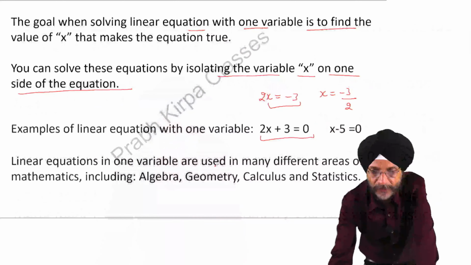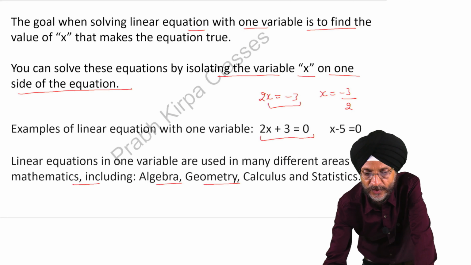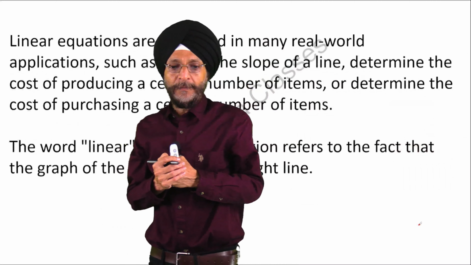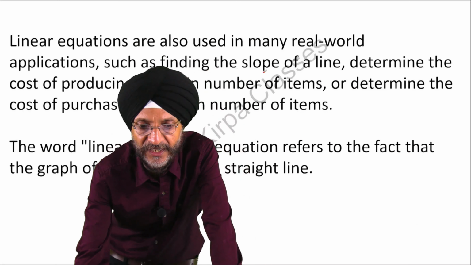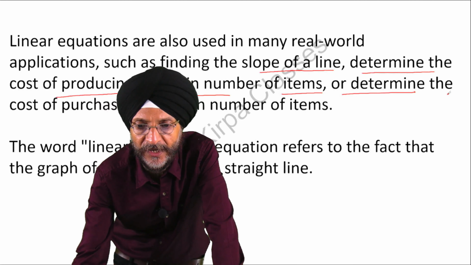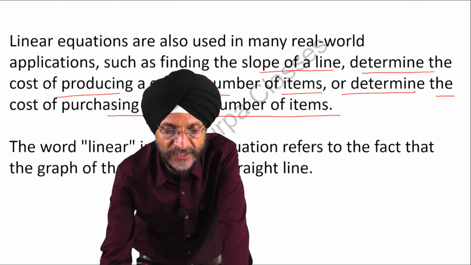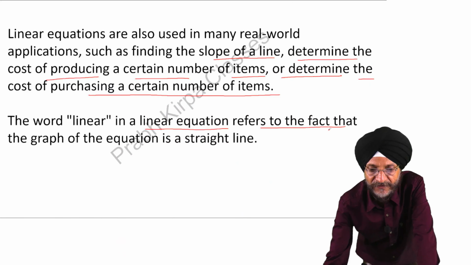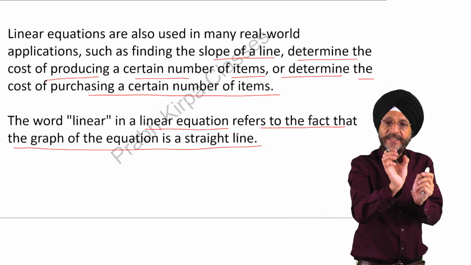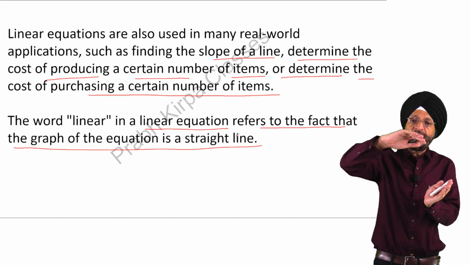Linear equations in one variable are used in many different areas of mathematics, including algebra, geometry, calculus, and statistics. Linear equations are also used in many real-world applications, such as finding the slope of a line, determining the cost of producing a certain number of items, or determining the cost of purchasing a certain number of items. The word linear in a linear equation refers to the fact that the graph of the equation is a straight line. That is the meaning of linear, which has been used in the words linear equation.